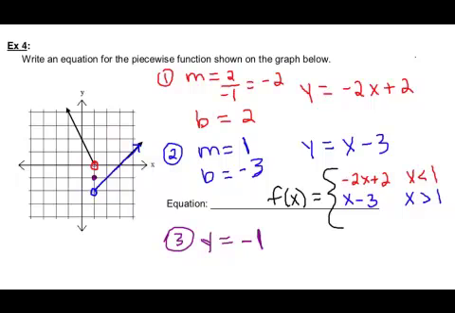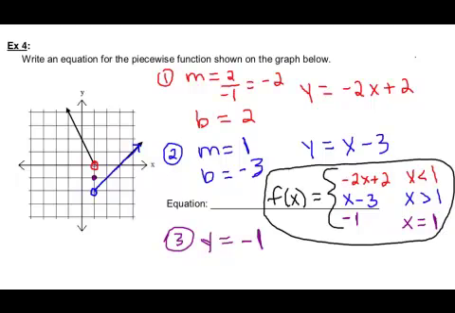The last one we want to look at is y equals negative 1. Now notice that this is just a point at x equals 1. So negative 1 is our last function, and our boundary is just x equals 1 because it's just one point at x equals 1. So again, we can have multiple pieces on the graph. We just have to look at the function for each piece of the graph and determine what the boundaries are for each.